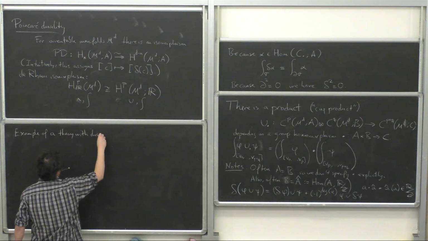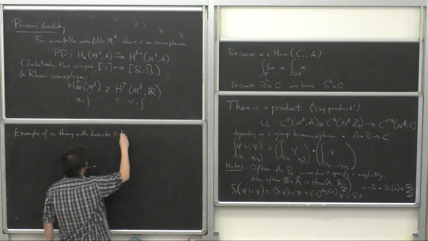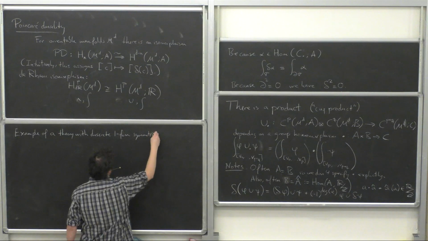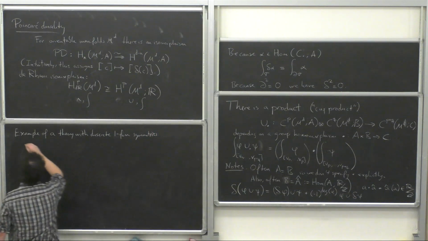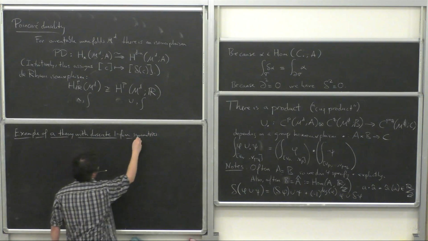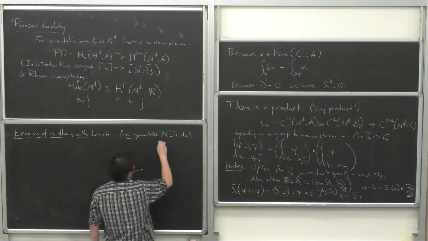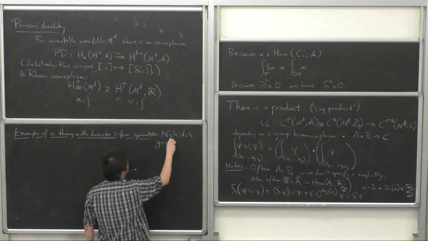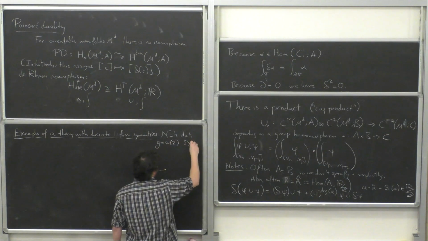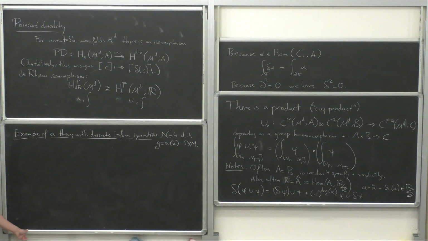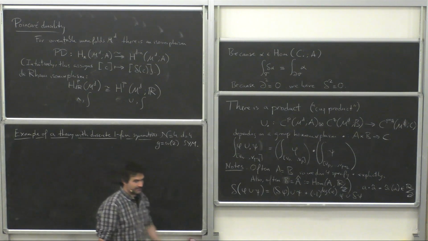This is a theory that has discrete one-form symmetries. So there's N equals 4, d equals 4, gauge algebra SU(2), super Yang-Mills. Thanks to Ali's lectures, I assumed you know everything about this theory, but I'll review it slightly.